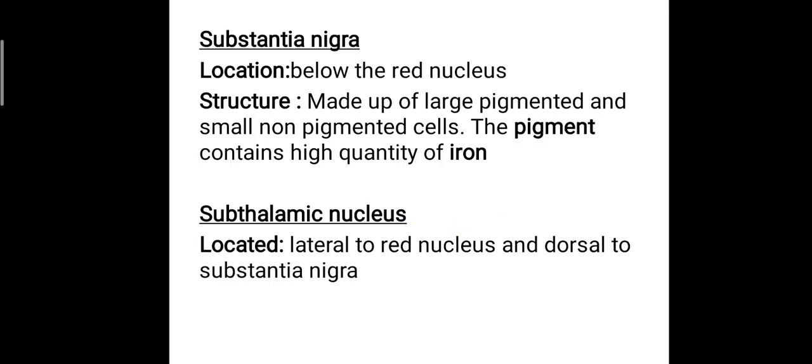Then the substantia nigra is located below the red nucleus, and it is made up of large pigmented and small non-pigmented cells. The pigment contains a high quantity of iron, which is why it has that dark coloration. The subthalamic nucleus lies lateral to the red nucleus and dorsal to the substantia nigra.